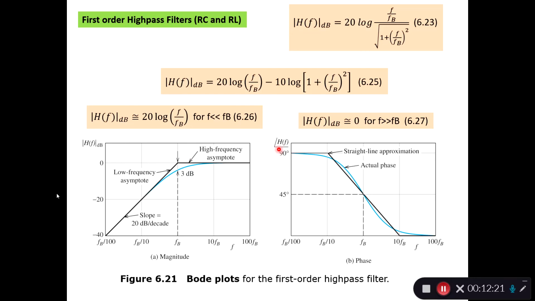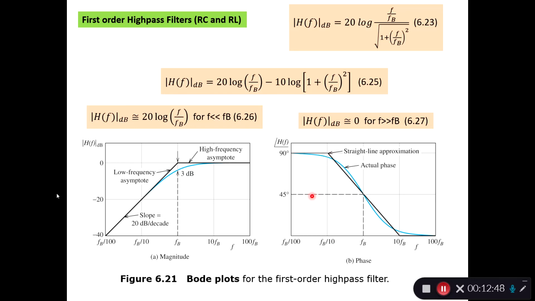If we look at the phase, how do we draw that in a Bode plot? Well, at the break frequency, we know we have 45 degrees. It starts out with 90 degrees. So until we reach a tenth of the break frequency, there's actually 90 degrees phase shift.